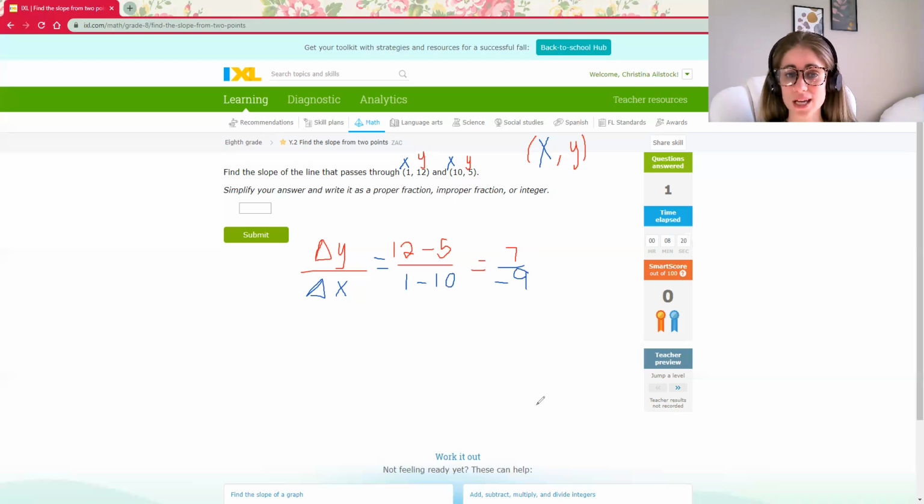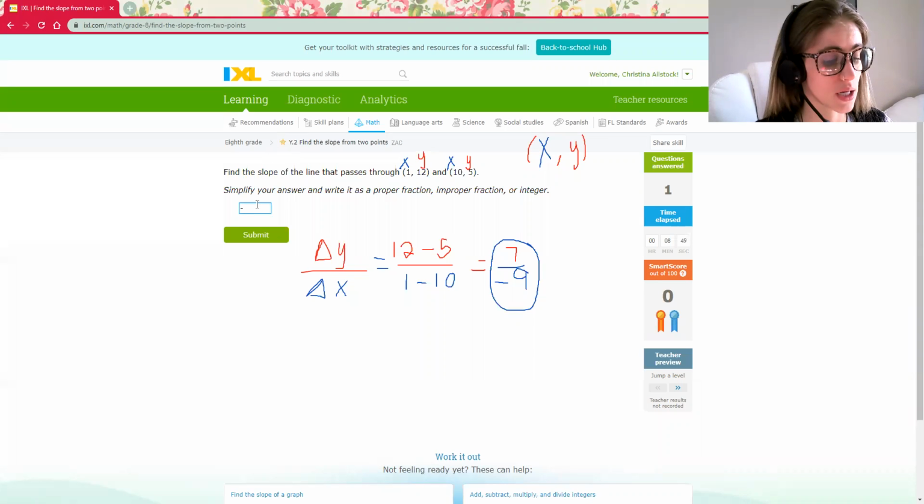All right, now we need to see if we can divide this slope, if we can divide this fraction. 7 divided by 9? Nope, that's not going to go evenly. Can I simplify it? Nope, there's nothing in common that I can reduce it by, which means that is our final answer. The only thing I'm going to recommend is that you put the negative first when you type this answer in. So negative 7 over 9.